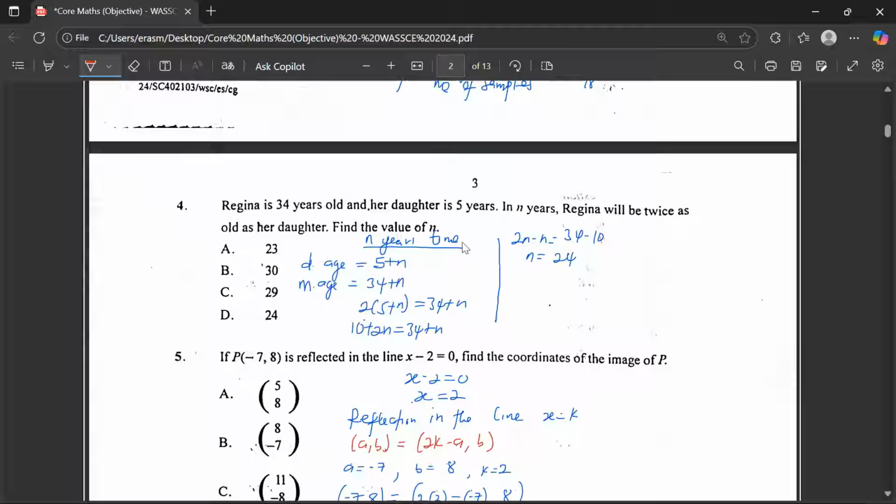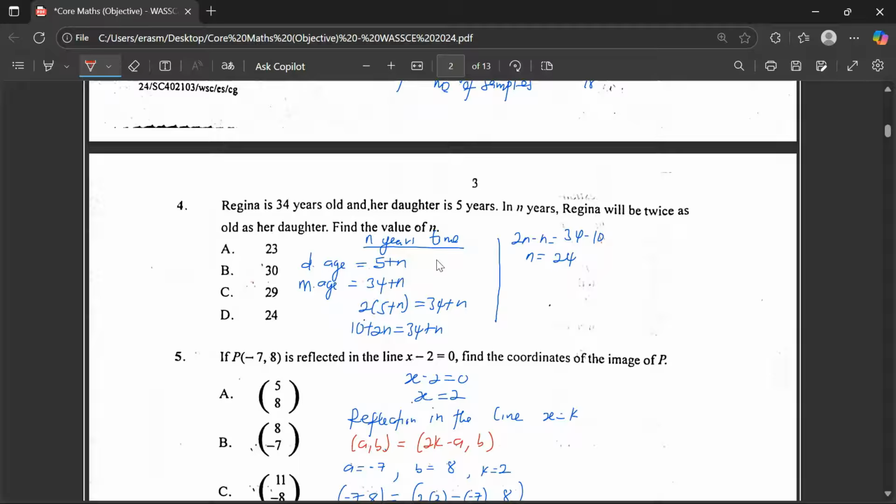And so in n years' time, the daughter's age is going to be the current age plus the n years. And so we are going to have 5 plus n. And then the mother's age is going to be 34 plus n.